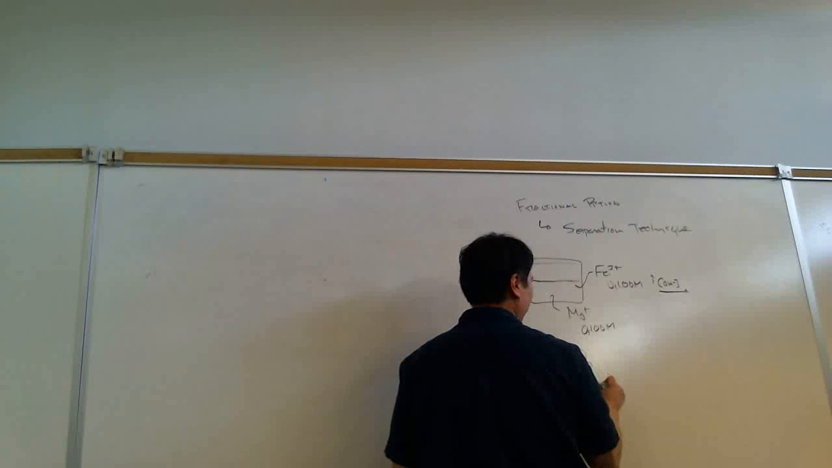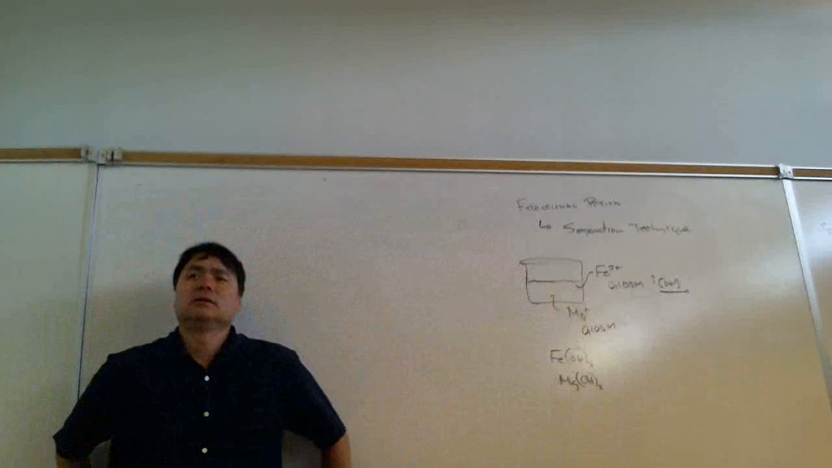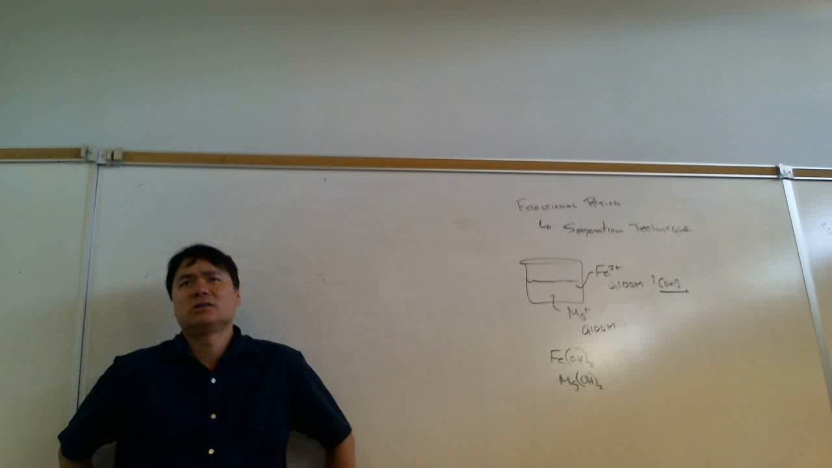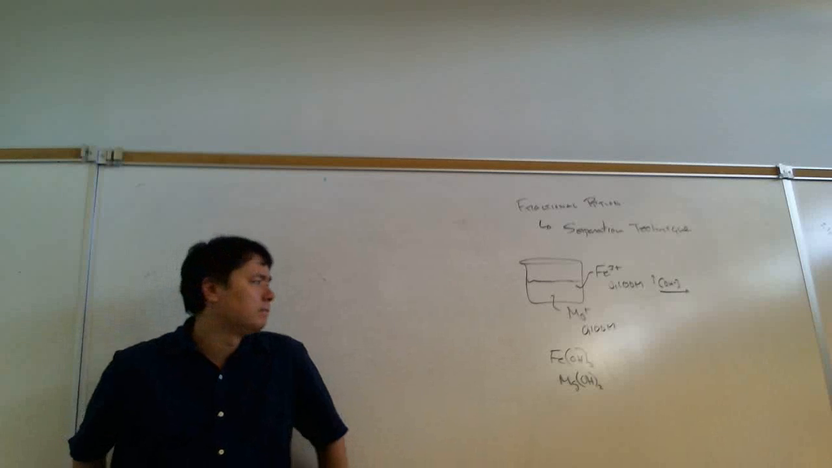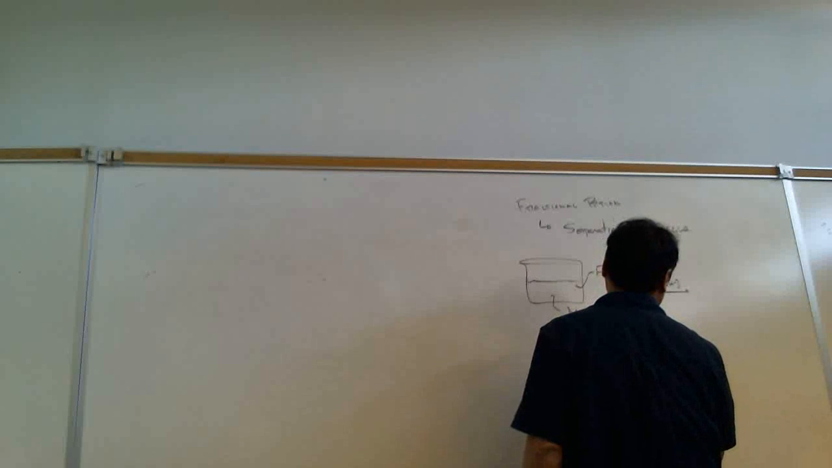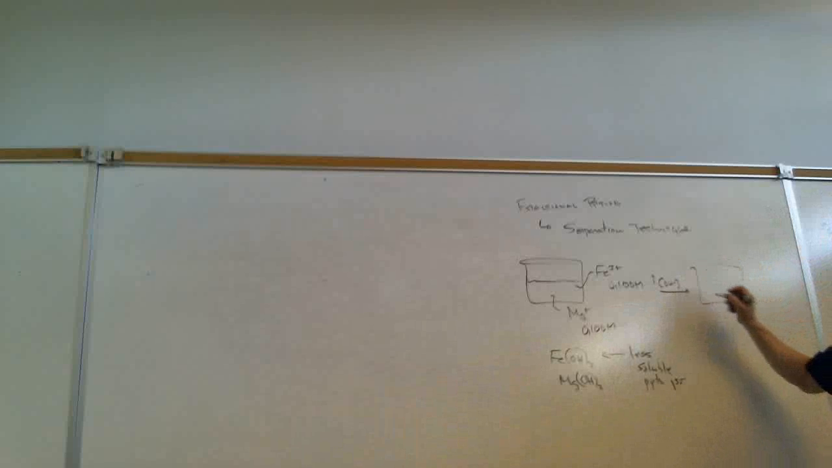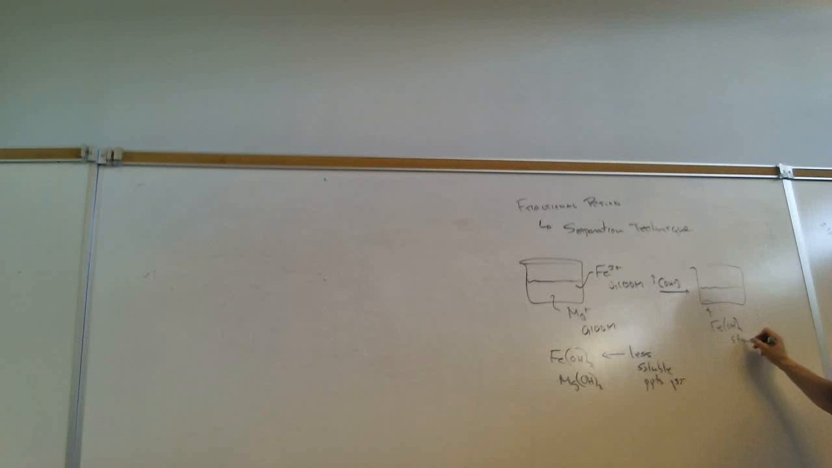And so let's take a look. Magnesium hydroxide versus iron 3 hydroxide. Which one do you predict to be less soluble? Iron 3 because of the charge. And so the less soluble one precipitates first. And so as we add the hydroxide, what happens is the iron starts to precipitate, but the magnesium stays in solution.